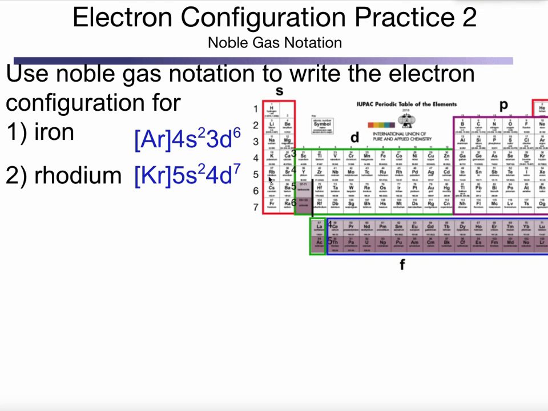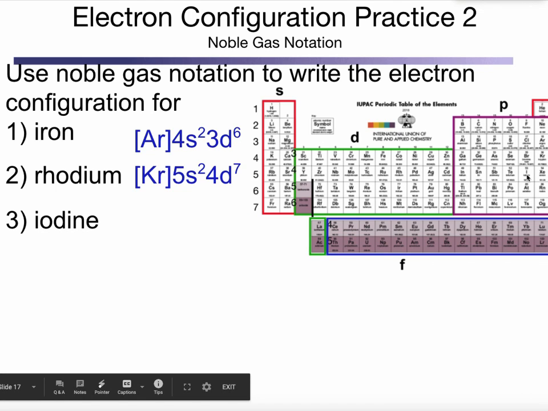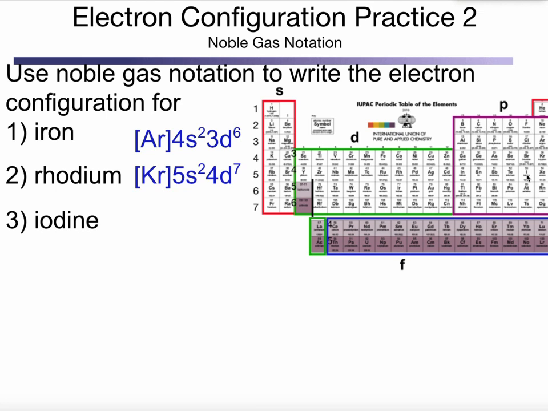We are in sublevel 5s, and then we move into 4d, and it's 1, 2, 3, 4, 5, 6, and 7. And I seem to be really good at flashing answers today. Iodine. Iodine is down here. It is down in the 5p. Pause the video and work out your answers.